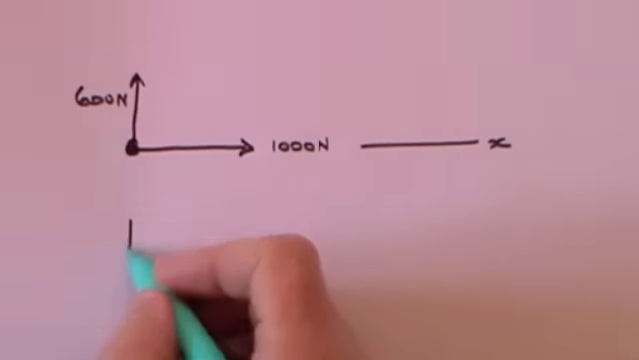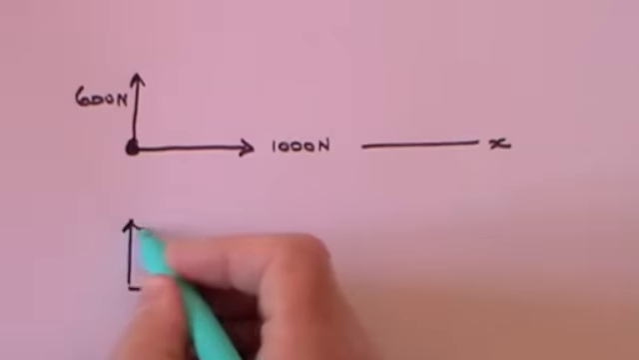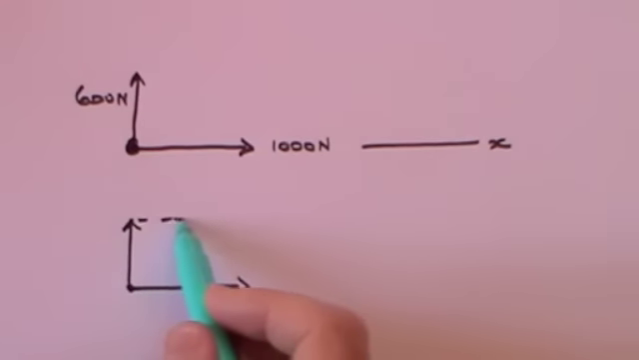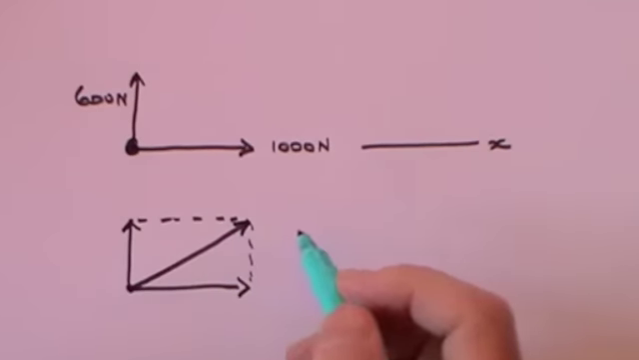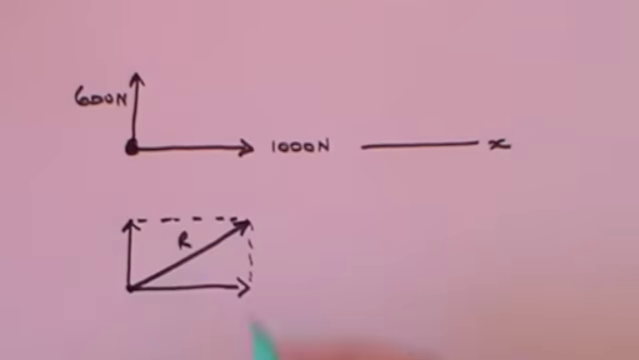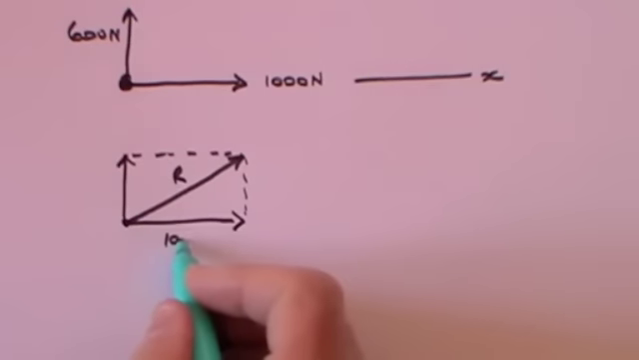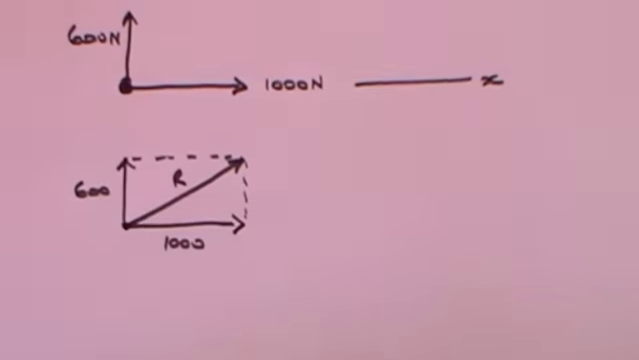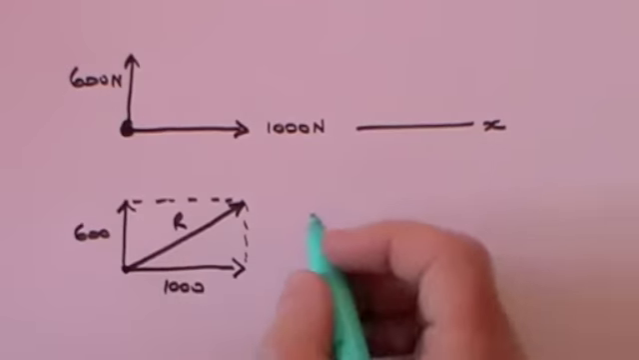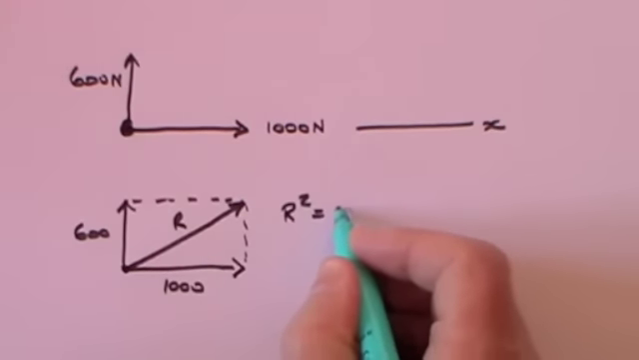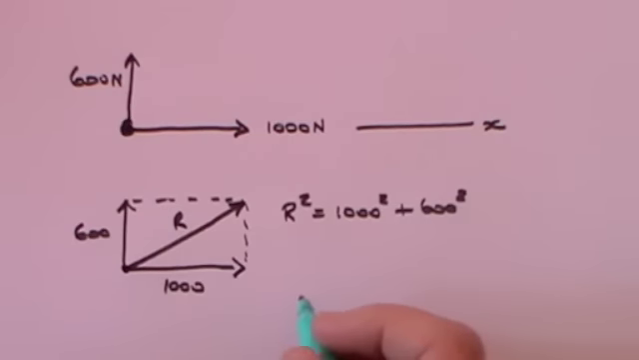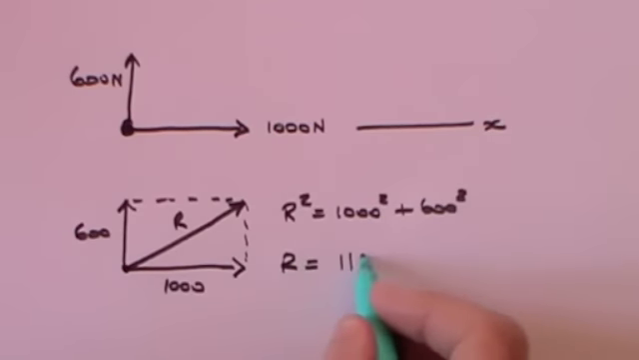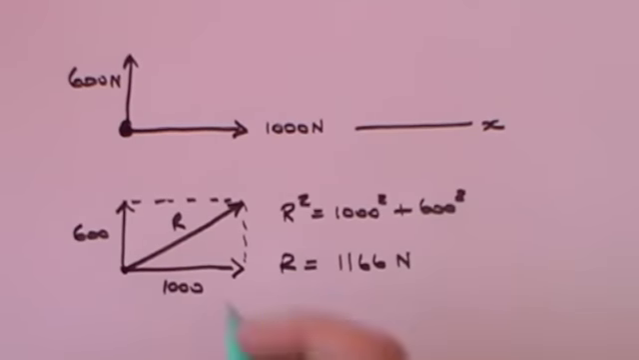Well, we know that when we've got forces acting in this way from a common point, the way to find the resultant is just to complete the oblong, and then the resultant is the diagonal. That is the resultant. That is R. And Pythagoras tells you this is 1000 and this is 600 from this diagram here. Pythagoras tells you that R squared is going to be equal to 1000 squared plus 600 squared. And if you work that out, you will find that R is equal to 1166 newtons. So that is the resultant force.